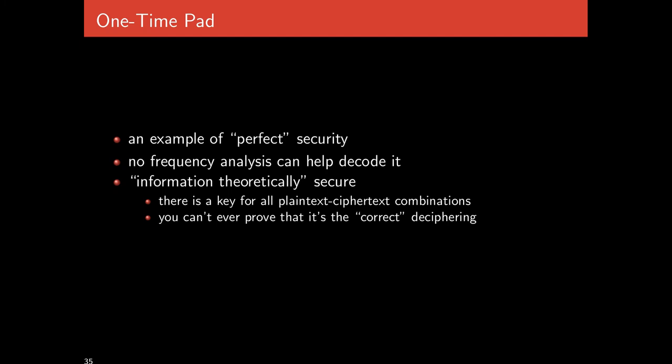So the one-time pad is an example of perfect security. Frequency analysis can't help decode it, so it's not vulnerable to any of these things. It's not vulnerable to trying every single key. Even if we had an infinite amount of time, we still couldn't just try every key, because one of the keys will be the correct key, but we can't tell it apart from another key that will just give us a different message. We can't tell what's the correct key. There's a key for every plaintext and ciphertext combination, and so you can never prove that it's the correct deciphering.